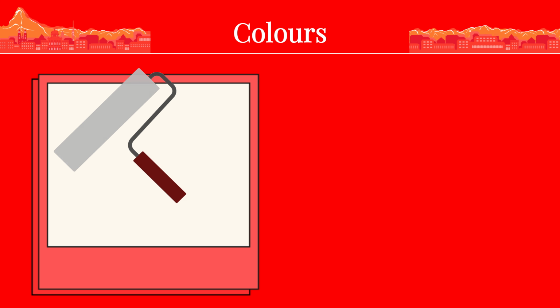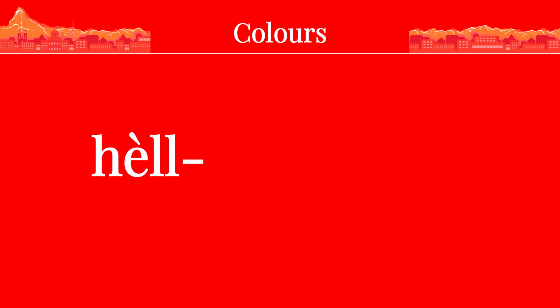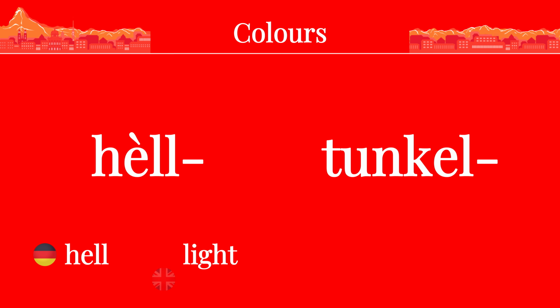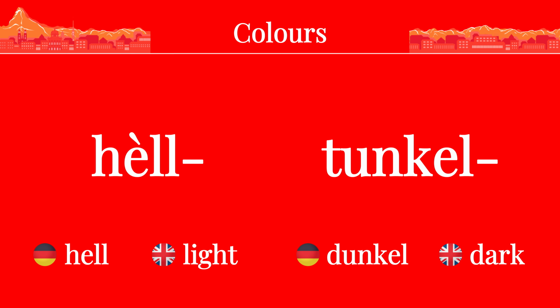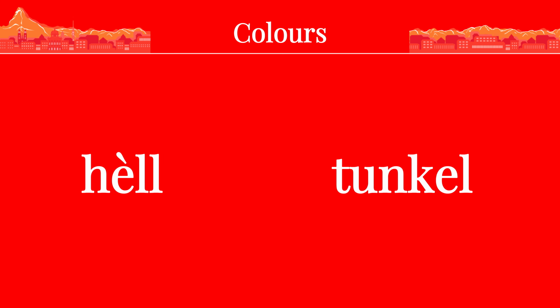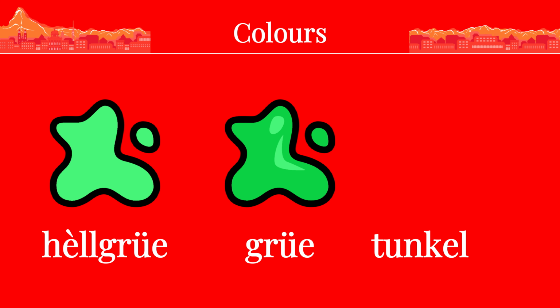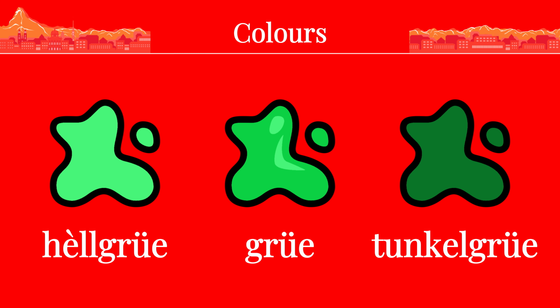If we want to be more precise, we can use hell or dunkel in front of the color. Grün, hellgrün, dunkelgrün.